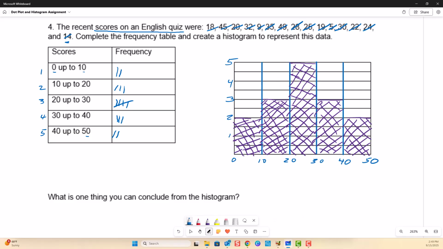I need to finish labeling up my histogram. These are scores on a quiz. And I could write English quiz as well. One thing I can conclude, this data is really symmetrical. Most students certainly were between 10 and 40.